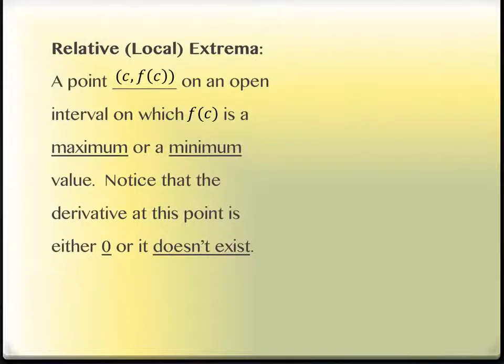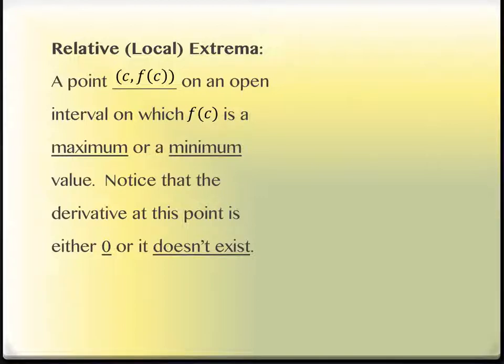Maybe not, though. The first vocabulary that we're going to look at is the word relative extrema. Another word that some books will use is the word local. So sometimes you hear the phrase local extrema, or sometimes relative extrema. A point on an open interval on which f of c is a maximum or a minimum value is called a local or a relative extrema. Notice that the derivative at this point is either 0 or it doesn't exist.